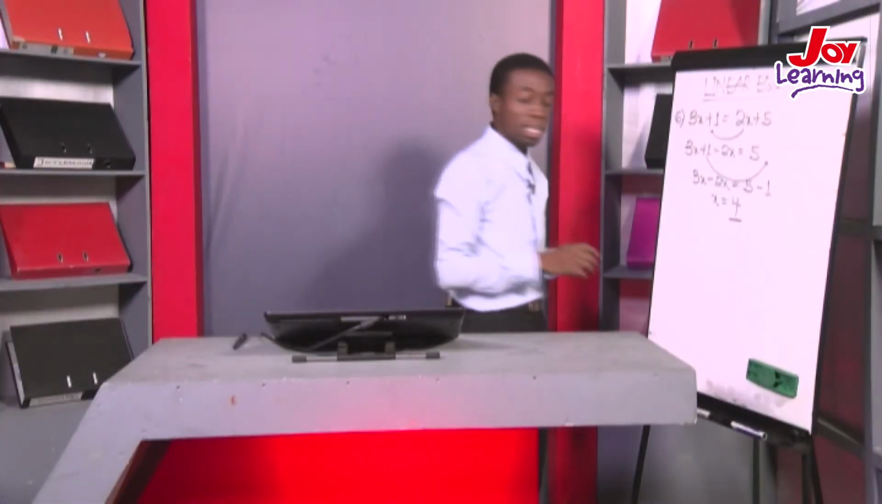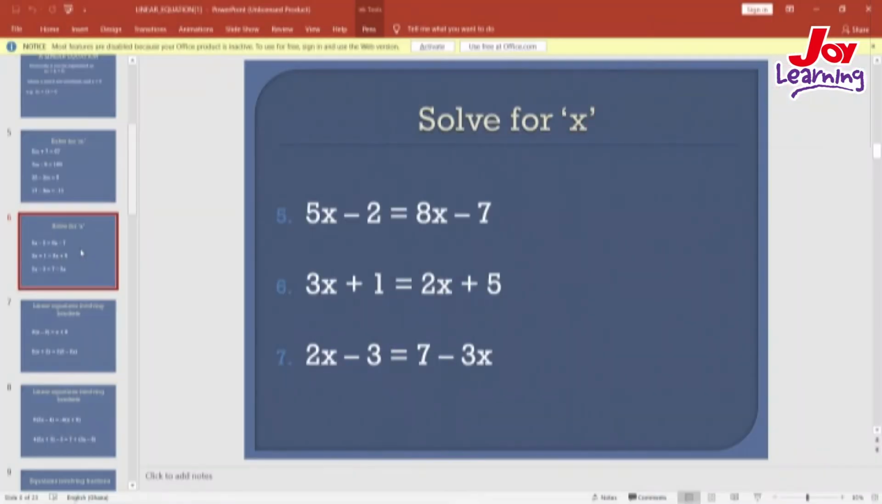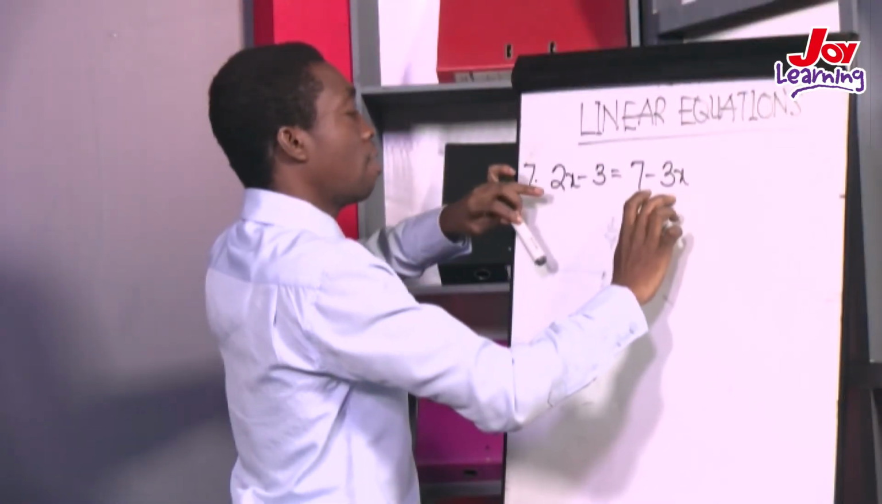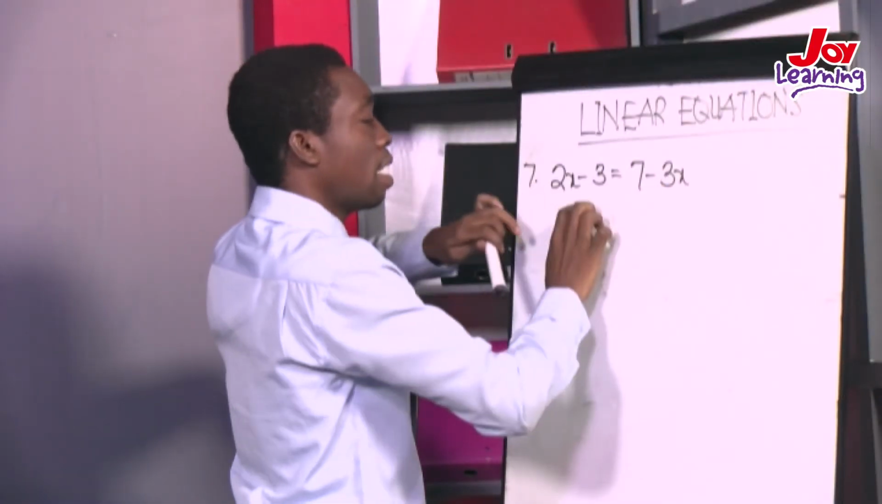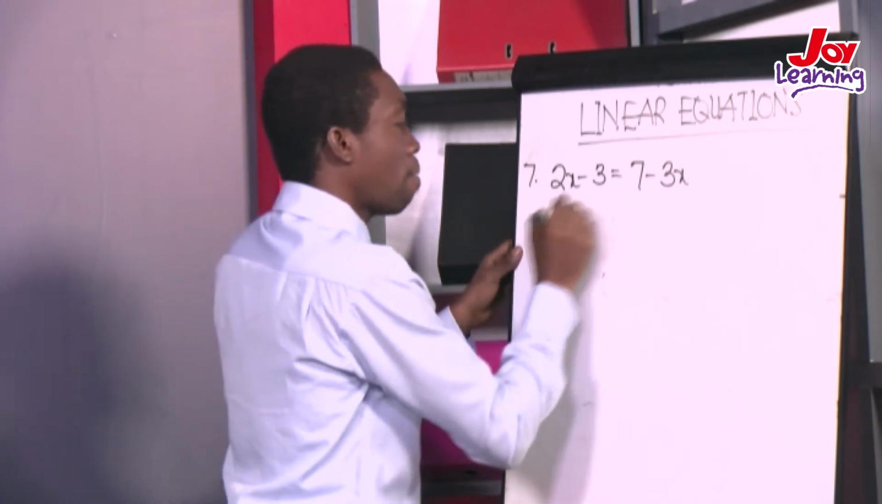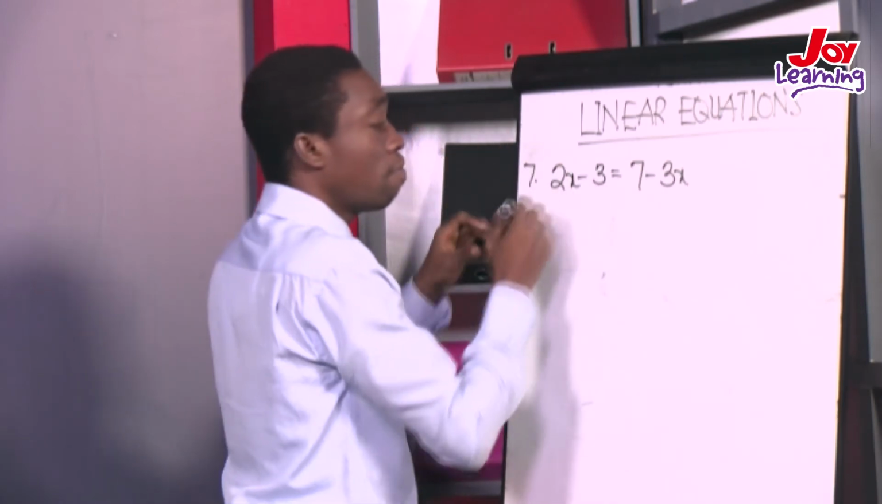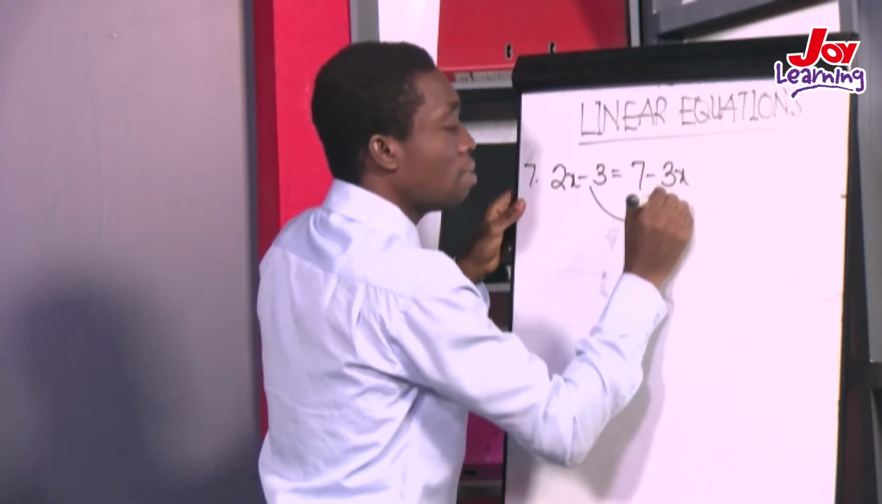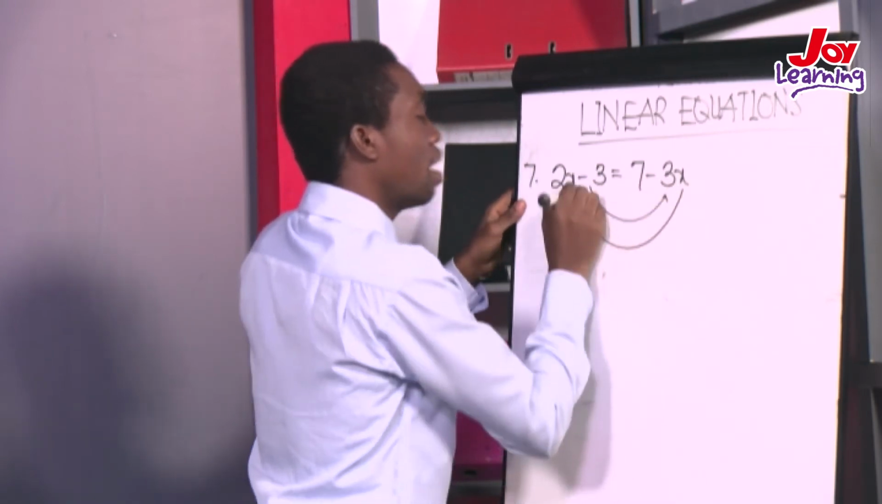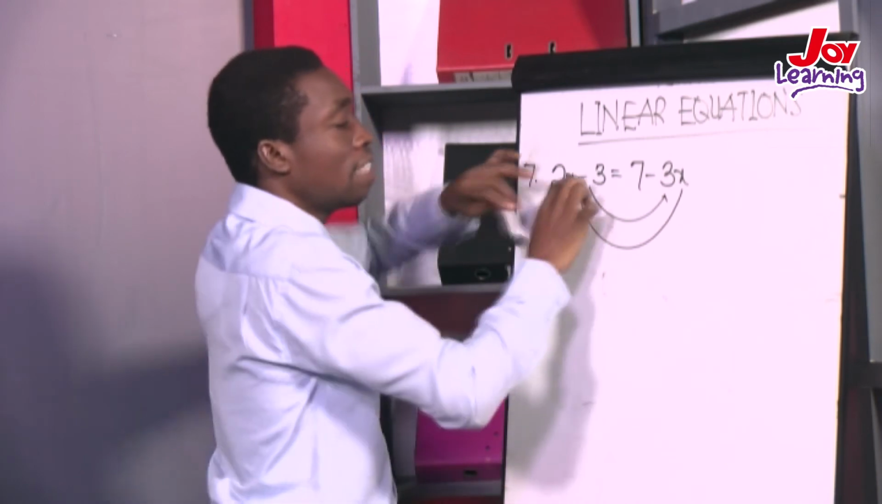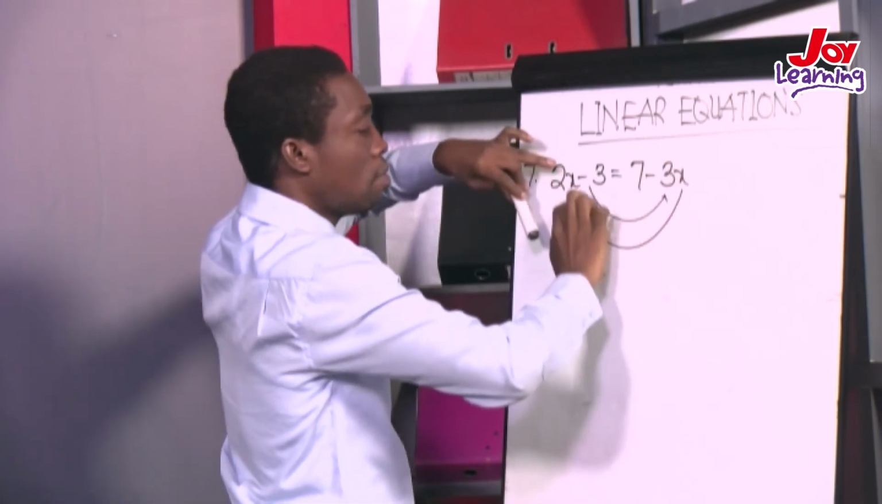And the seventh one, let's get the seventh question. We have 2x minus 3 equal to 7 minus 3x. So we have negative 3x here. Ideally, negative moves here, so we have a positive value. At this point, you can move concurrently. Let's move this negative 3 here, and then move the negative 3x also over here. Negative 3 is going to the right hand side, negative 3x is coming to the left hand side.